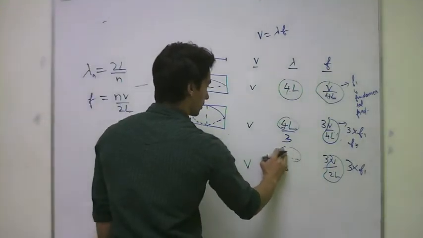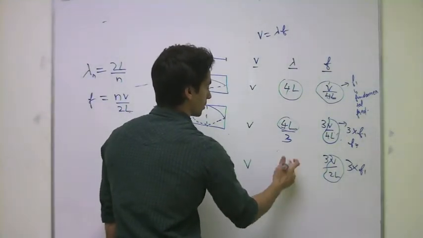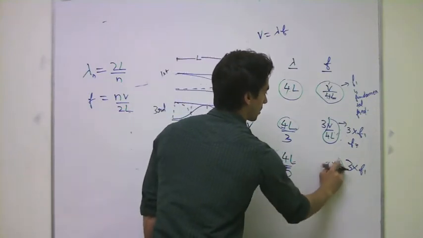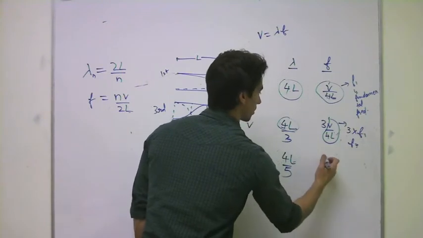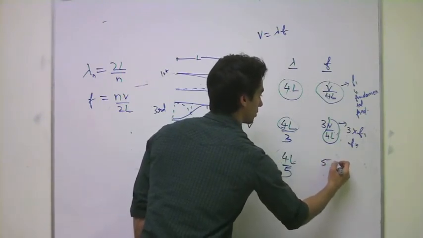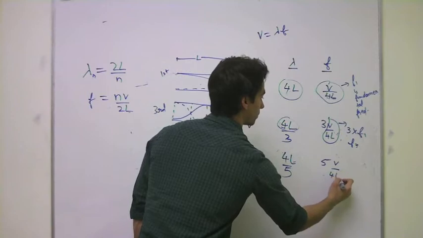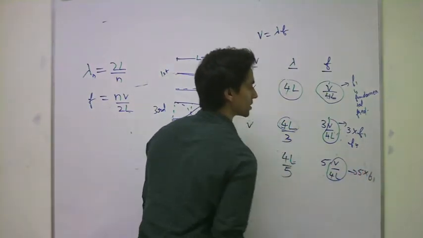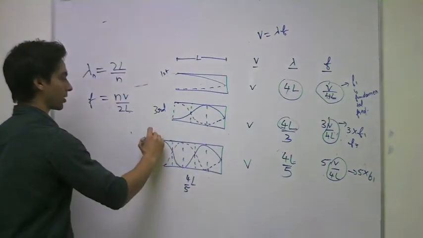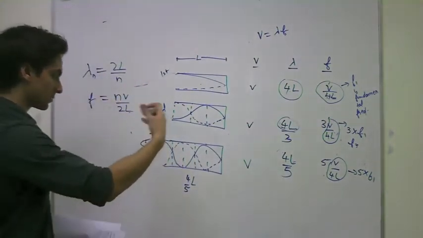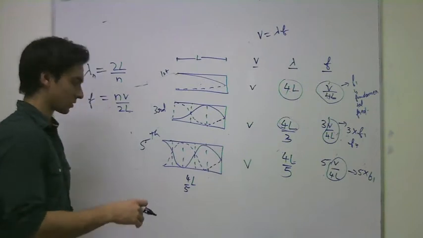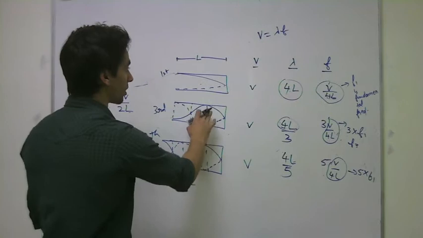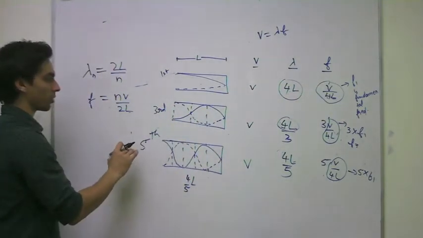So over here, speed remains the same. Wavelength is 4L by 5. And my frequency then becomes 5 times V over 4L. You can notice that this is 5 times the fundamental frequency. Therefore, this is the 5th harmonic. After this, we would move on to the next harmonic, which would be the 7th harmonic, 9th harmonic, etc. So for a pipe closed at one end, there are no even harmonics.